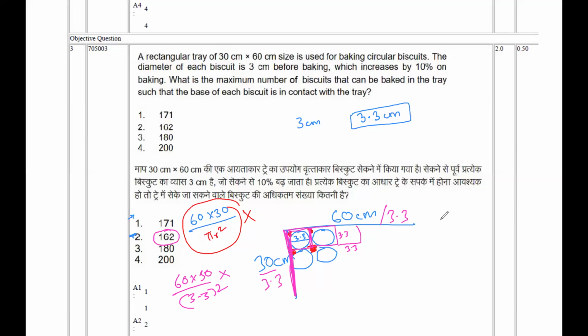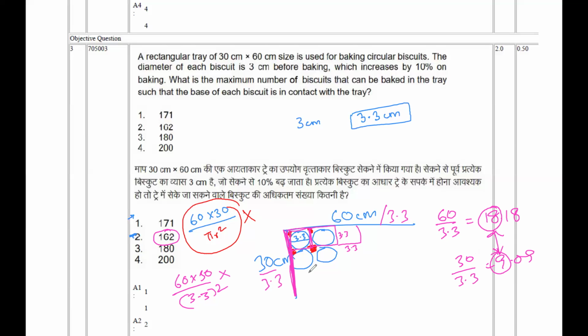Yeah. So the actual way of solving this question is that it's a square. So 60 divided by 3.3. Okay, if you divide 60 by 3.3, then you get 18.18. So the idea here is to only consider the quotient. Similarly, 30 divided by 3.3, you get 9.09. And so only consider the quotient. That is a technique to solve such a question, to get your number of biscuits.